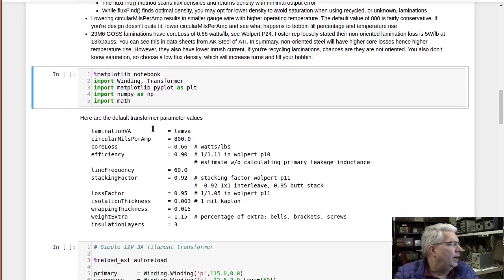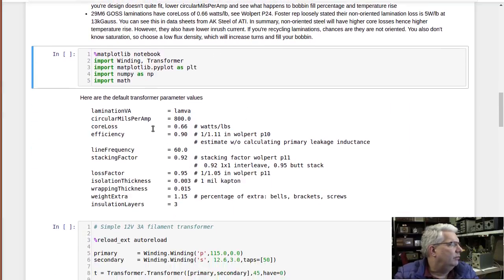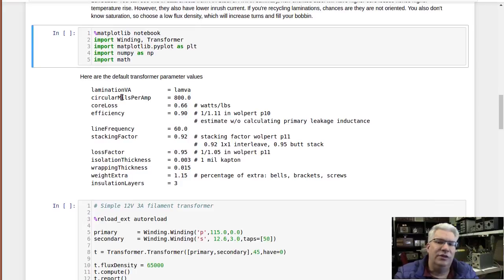Here are the default values. The default values for all these variables. These are variables that you can change. This is when you create your transformer class itself. This is the default values that get set. Core loss, efficiency, line frequency, stacking factor, the loss factor, the insulation thickness, which is like the insulation that you put between the individual windings.